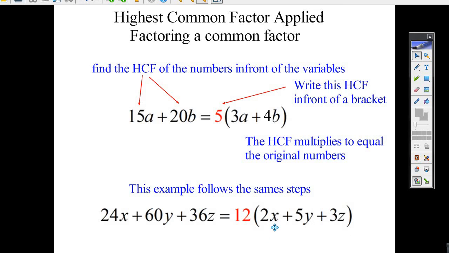So that's how you use the highest common factor in algebra. Well, you might use it in all sorts of other places, but that's a big place right there.